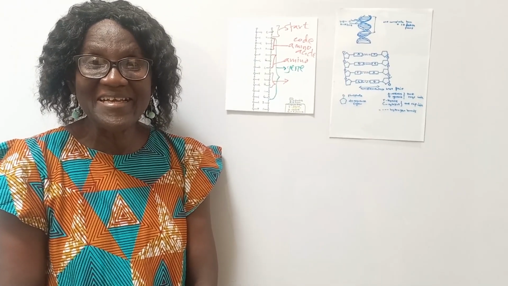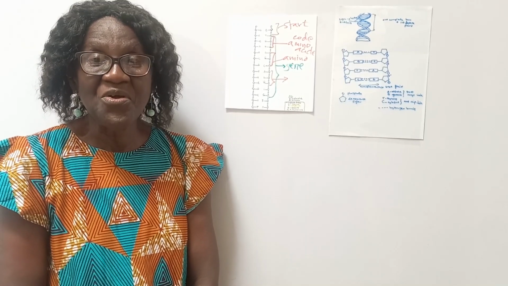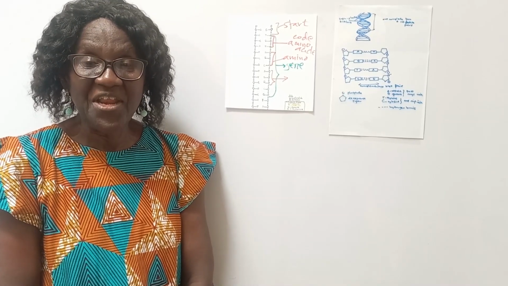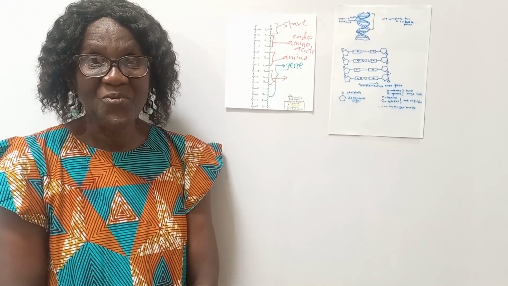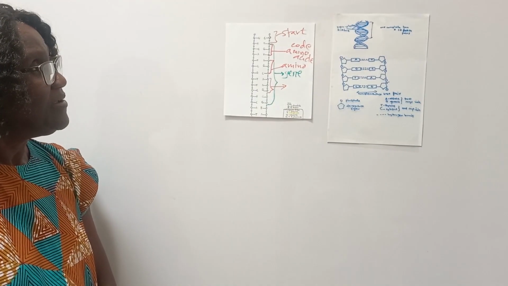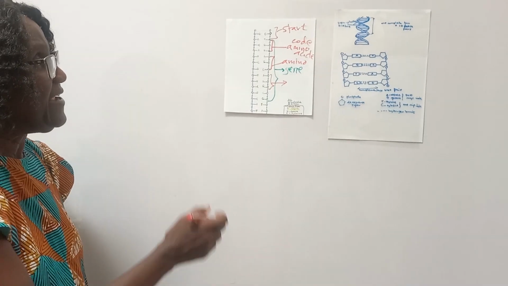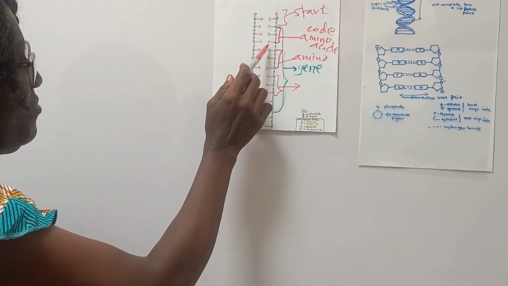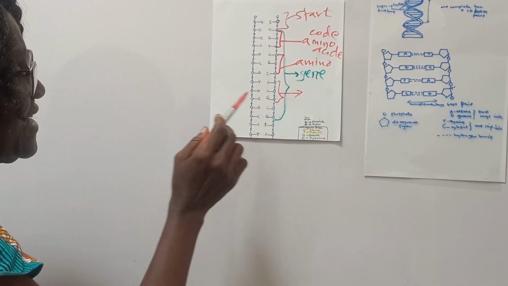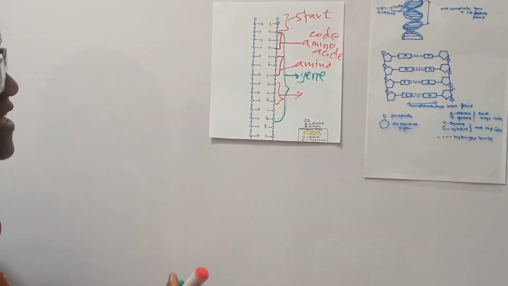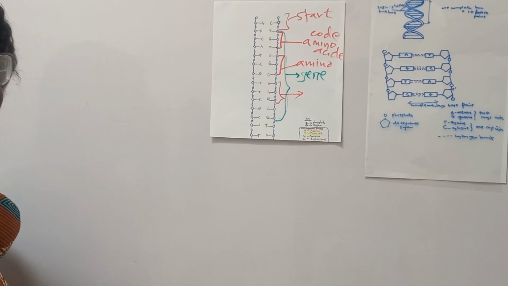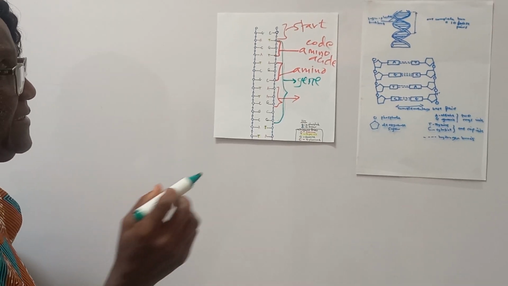Today we are looking at DNA overview. We are looking at the gene, genetic code, and the genome. The gene is a sequence of bases that carries genetic information that determines the formation of a polypeptide.